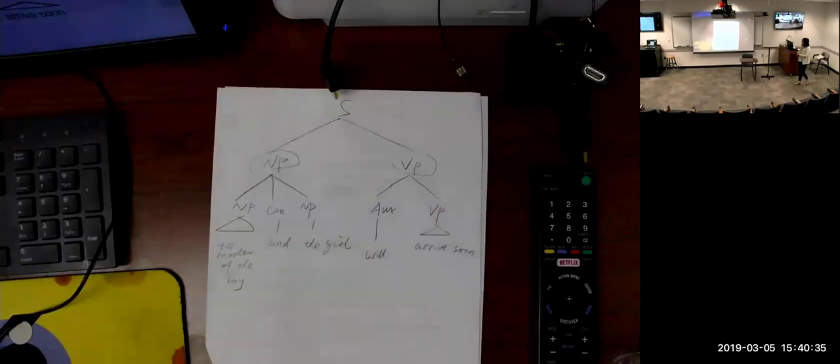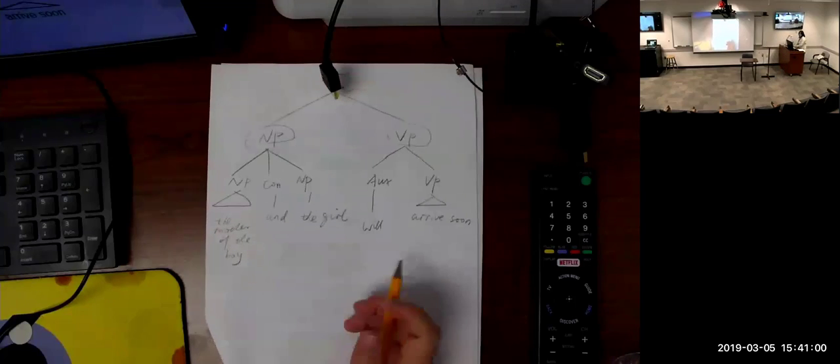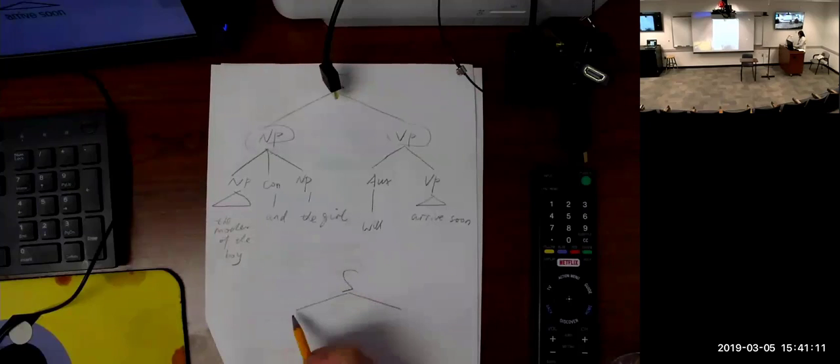If you want to make it even more specific, you can have the VP arrive soon divided into V plus adverb. But you don't have to. You can use the simplified version. How about the second one? We do it together. For the second one, we can have S, sentence. Do you think we should have a noun phrase? Very good. Noun phrase and verb phrase again, right?